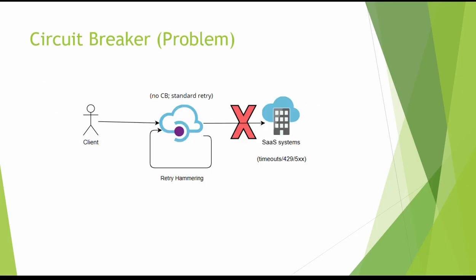Let's take an example here. Let's say we have a SaaS system, and a client is calling an APIM, and there's no circuit breaker, and it's a standard retry. So retry keeps on hammering. I have seen these kinds of things happening many times in my experience in existing systems, and even people who implemented cloud systems just relied on retry, and after some time retry is not successful, then we need to have a circuit breaker to deal with the situation.